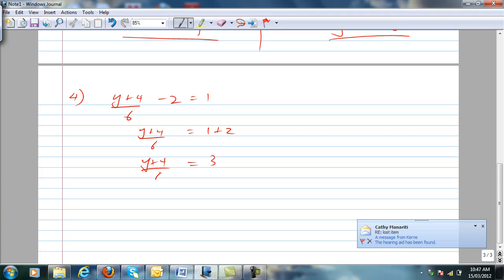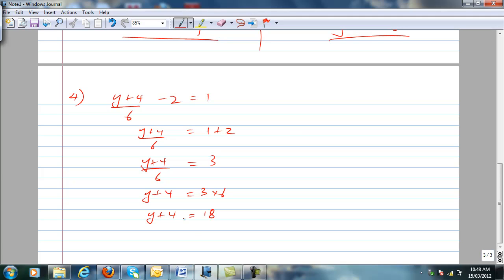Now I'll get rid of the 6. 6 is divided. When it goes to the right hand side, it becomes multiplied. And then I'll get rid of the 4. 4 is added. When it goes to the right hand side, it's subtracted. And the answer is 14.